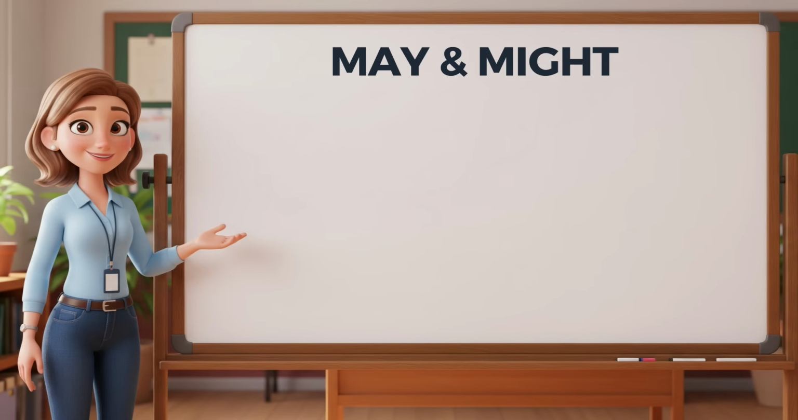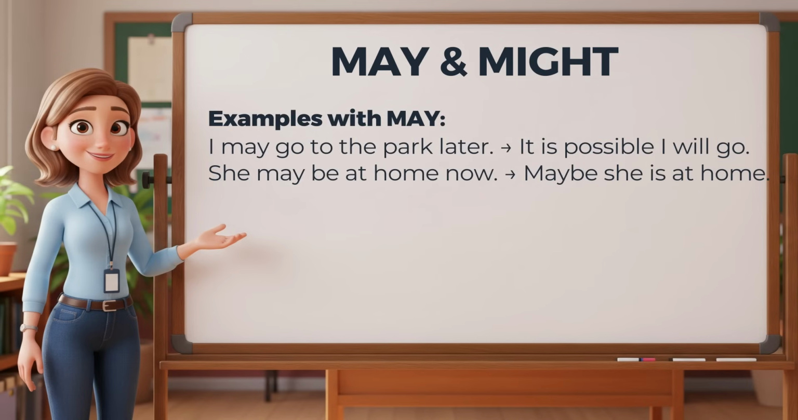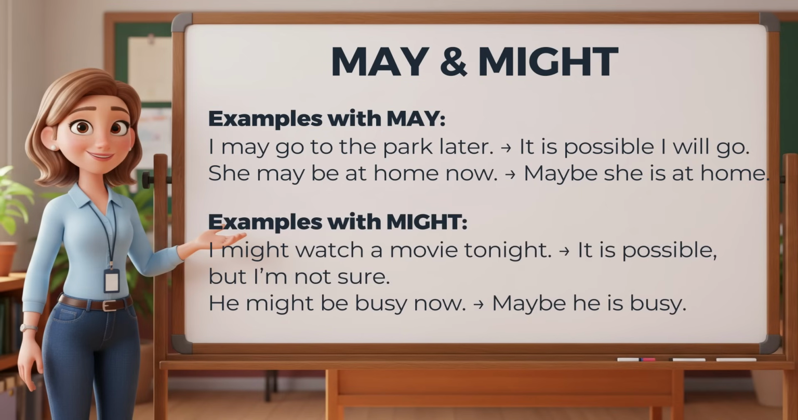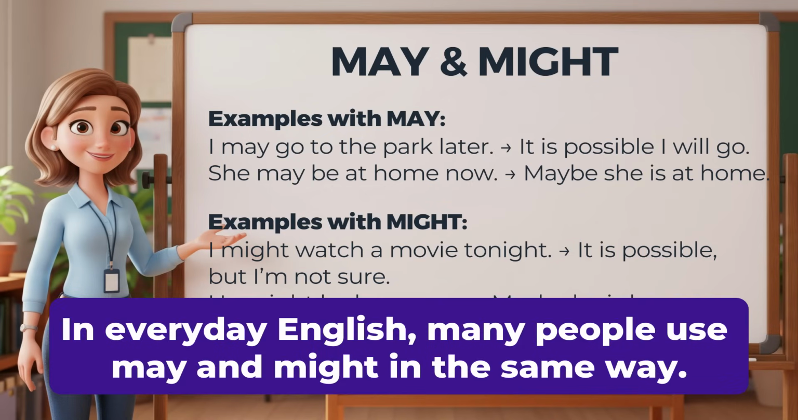Listen to these examples. With may, I may go to the park later. It is possible I will go. She may be at home now. Maybe she is at home. With might, I might watch a movie tonight. It is possible, but I am not sure. He might be busy now. Maybe he is busy. In daily English, many people use may and might in the same way.